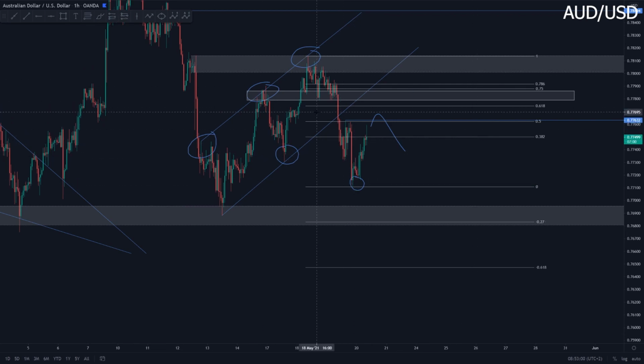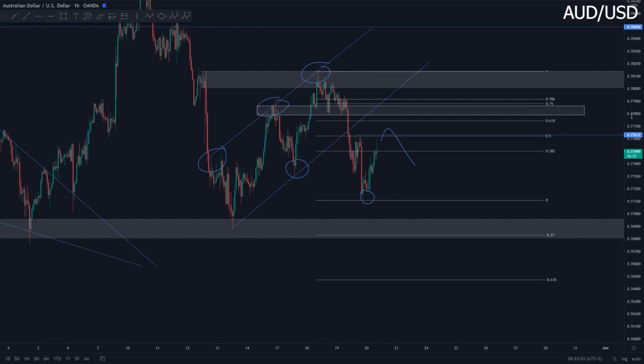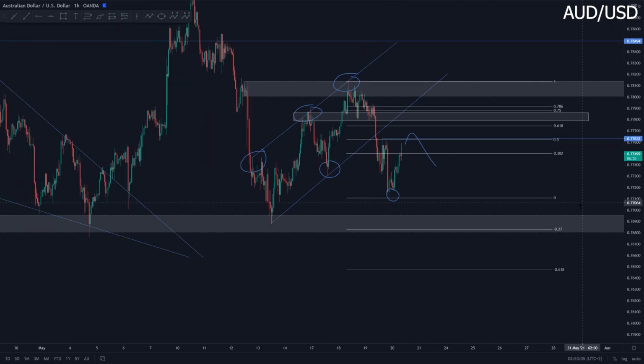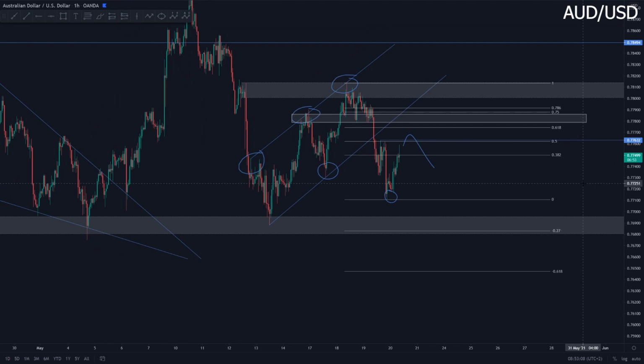So for now, only looking for shorts, not interested in any longs at all, especially with the DXY expected to move further bullish. So yeah, that is Aussie dollar. Let's head over to Euro dollar.